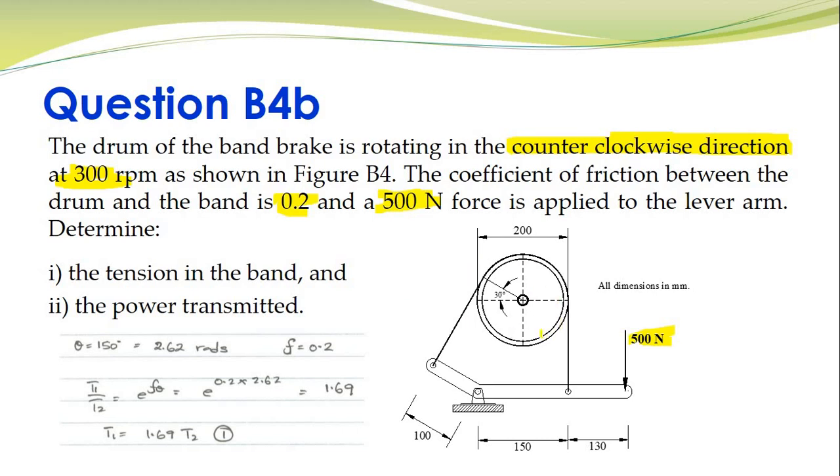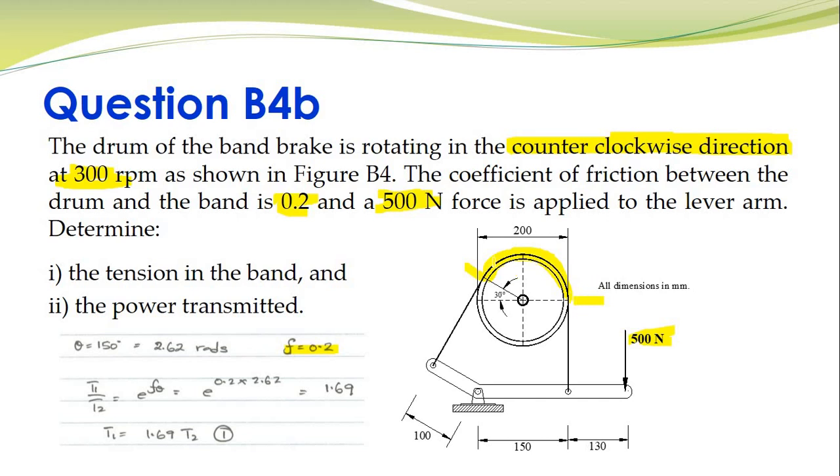When you look at this diagram, the first thing is you list the unknowns. The coefficient of friction was given as 0.2. Now, when you look at this setup, you can see the band is lying on the drum, or it is embracing the drum within this angle, starting from here and going all the way over there. When you look at this angle, it is simply 180 minus 30, because from here to here is 30 degrees. So this angle of embrace, or the lap angle, is 150 degrees.